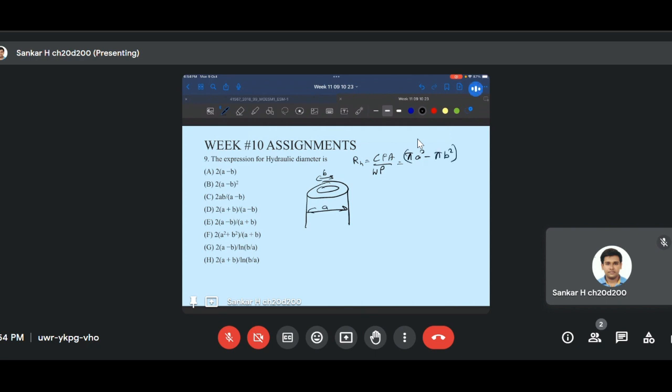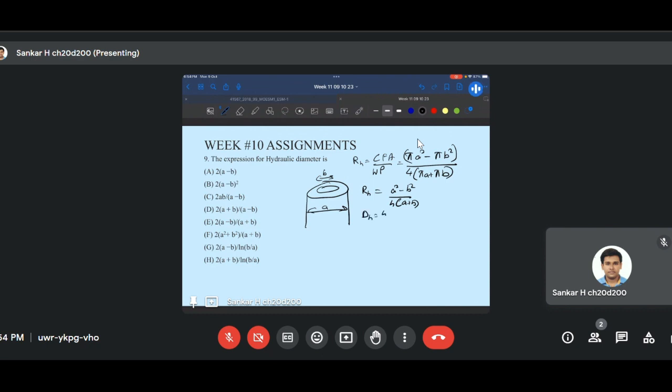and since A and B are the diameters, we have a factor of 4 that's coming up, and the wetted perimeter is basically the perimeter over here plus the perimeter over here. So it's the sum of the perimeters of the inner and the outer circles. Now we'll be getting this as a square minus b square by 4 times a plus b, and this is the hydraulic radius.